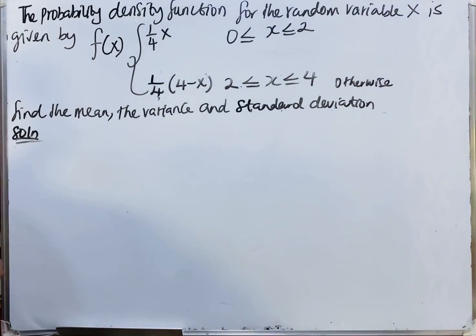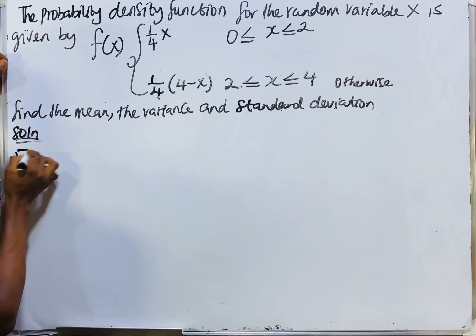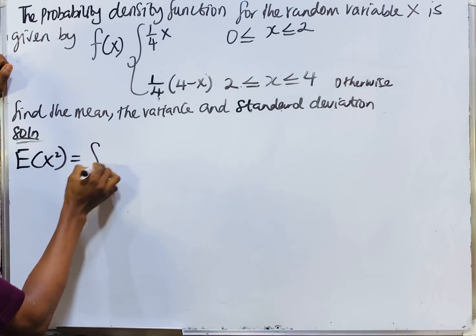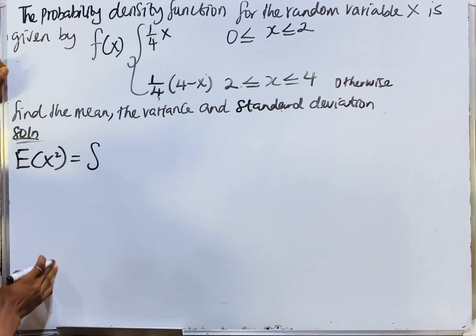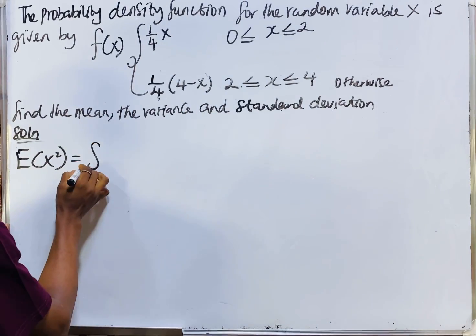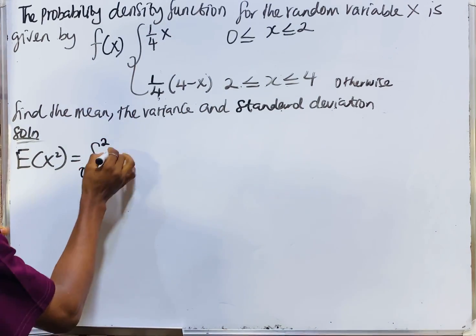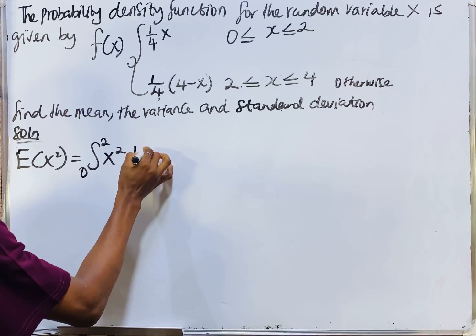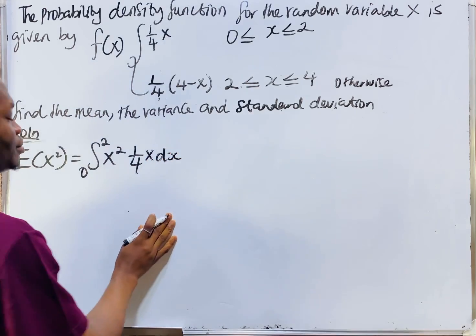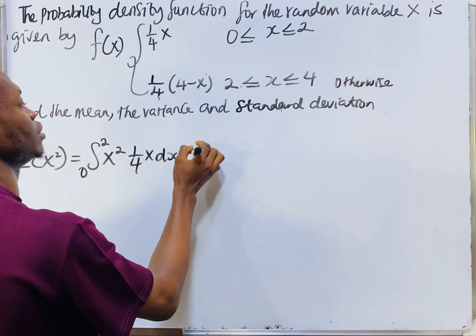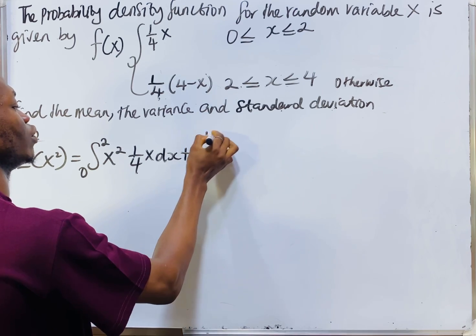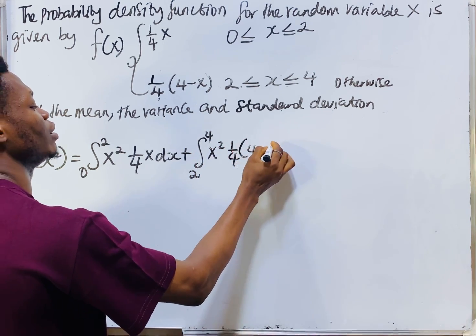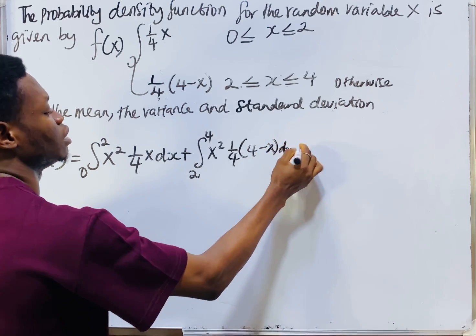Now we're gonna look for expectation of what? X squared, right? Which is equals to what? Integral from 0 to 2, right? This one now is what? X squared of this integrand 1 over 4x dx. Then plus integral from 2 to 4 x squared of 1 over 4 minus what x dx.